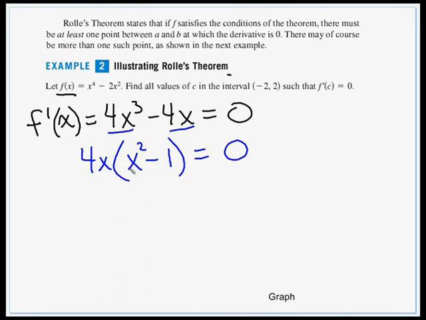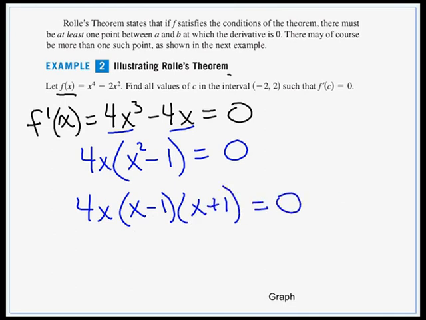X squared minus 1 is a difference of squares. So we can break that further down into x minus 1 times x plus 1 equal to 0. And now we have 3 factors. Set each factor to 0. 4x equals 0 means x itself is 0. X minus 1 equals 0 means x is positive 1. X plus 1 equals 0 means x is negative 1. So there are 3 points where we have horizontal tangent lines. Rolle's theorem guarantees at least one.